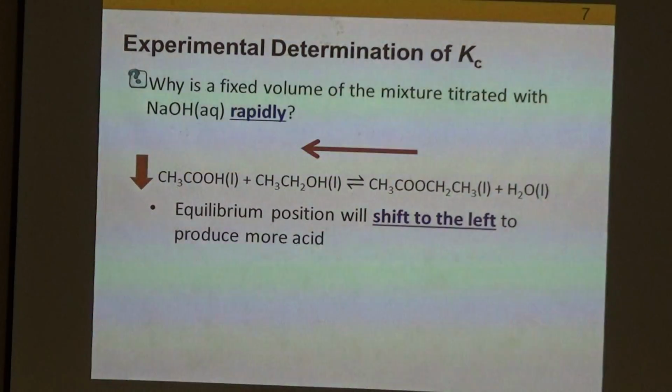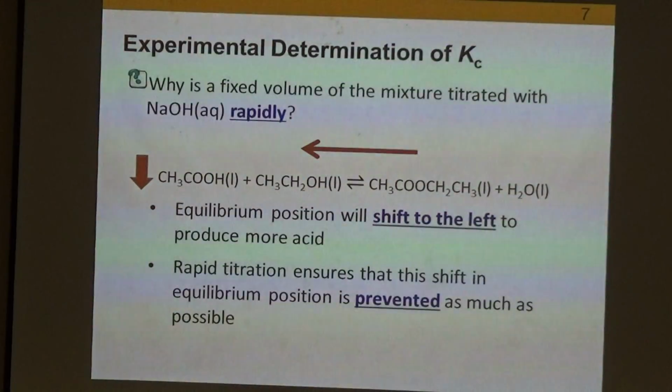So the position of equilibrium will shift to the left to produce more acid. Rapid titration ensures that this is prevented as much as possible. Now, in case any of you are interested, the reaction of the sodium hydroxide and the ethanoic acid is extremely rapid. So even though the lower temperature should slow down the rate, it doesn't matter very much, because the reaction is practically instantaneous.